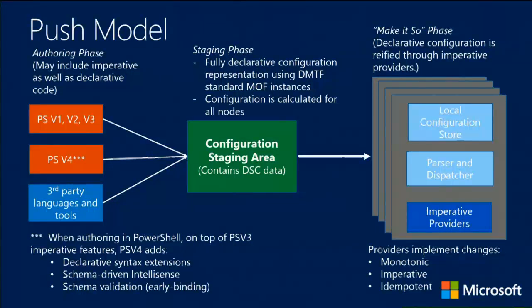So let's talk about the middle. What really happens is that each node gets this configuration staging data. It's got this standardized declarative. There's a single declarative document about the way the world ought to be. This is standards-based, which is to say a MOF, which is a WMI set of instances. That MOF then gets sent to the node, and then the node makes it so.